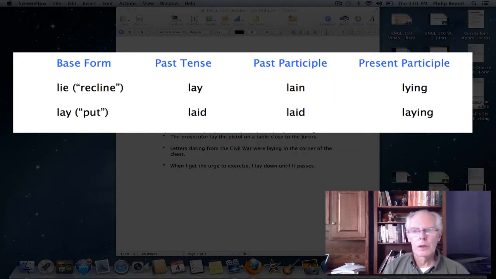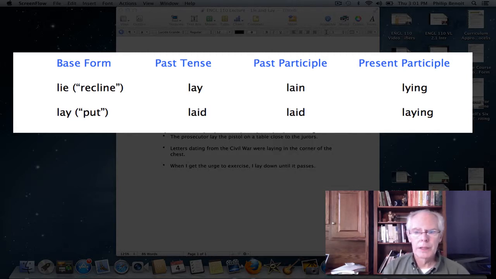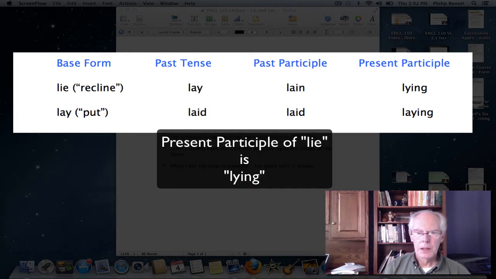So let's start with lie. Lie means to recline, so if we lie down, we recline. So what's the past tense of lie? It just happens to be lay. That's what we have all decided in the English language would be the past tense of the verb lie. The past participle is lain, and the present participle is lying. Okay, so that's the deal for the word lie, meaning recline.